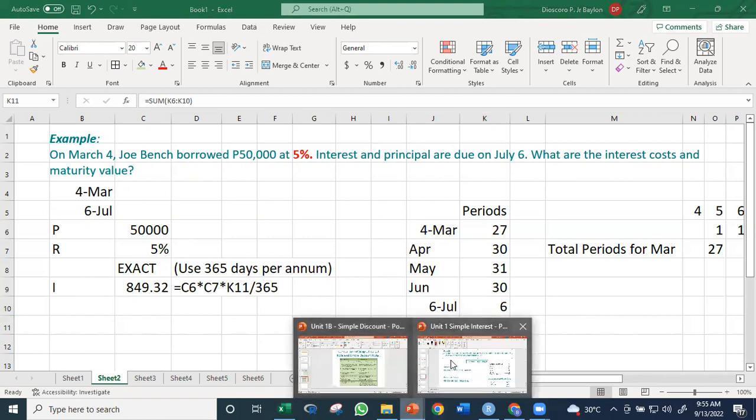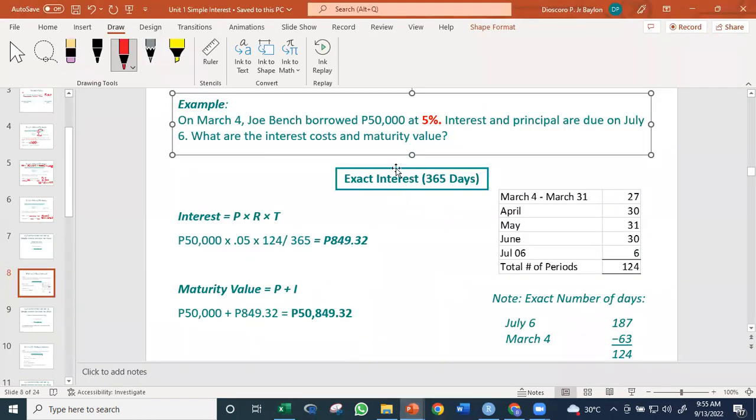Okay, here we're using exact interest. Therefore, we use 365 days. That's where we got 849.32. Okay, so it's 50,000 times the rate of 5% times the exact number of days, 124, divided by 365.